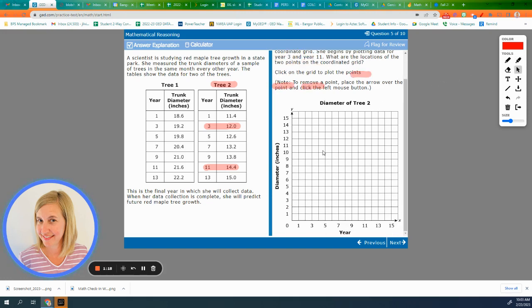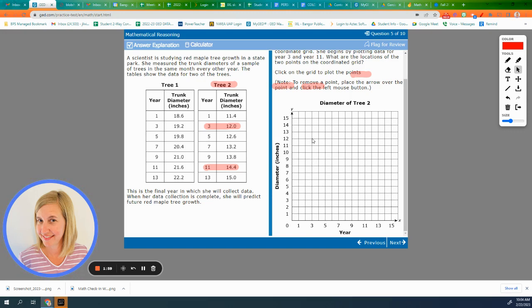Okay, so let's scroll down here a little. We've got a blank coordinate plane here. It's got diameter on the left side and year on the bottom here. And the question is asking us to plot the data for year 3. So let's look at, in year 3 for tree 2, the trunk diameter was 12 inches. So we're going to go down here on our x-axis, which is year. We're going to find year 3, and then we're going to go up along the y-axis to 12 inches. So we should be right at 3, 12.